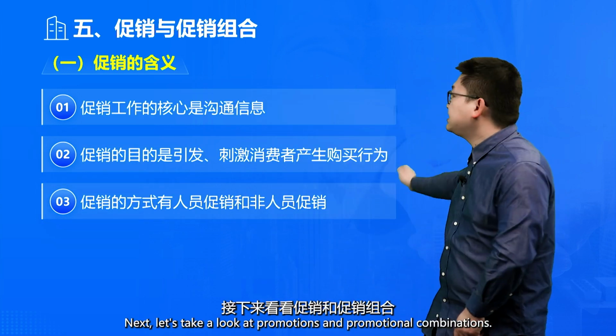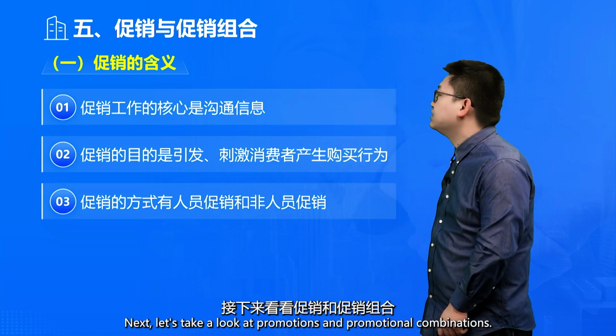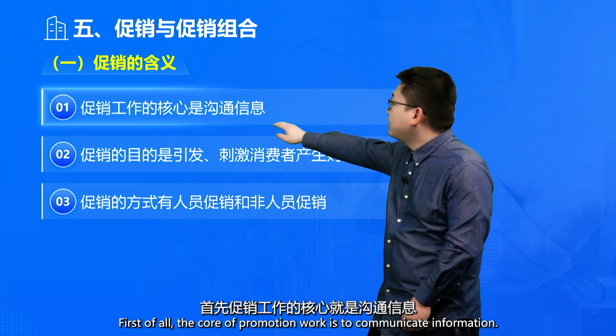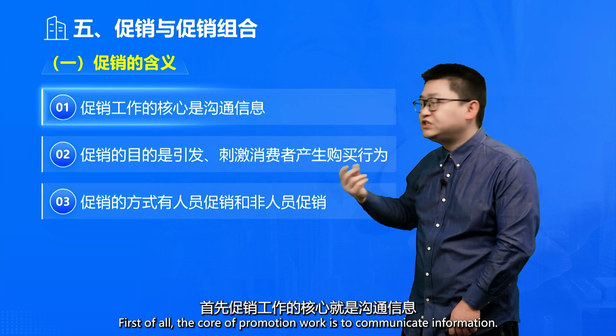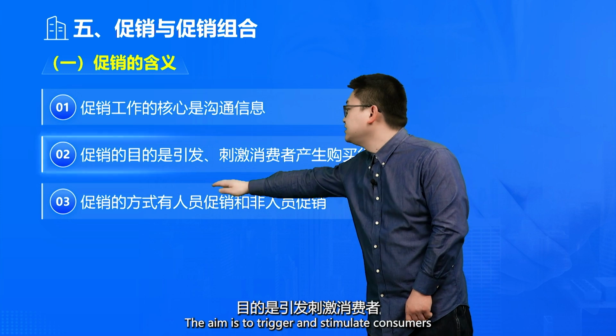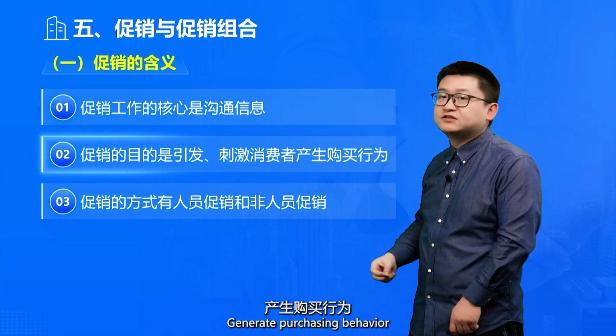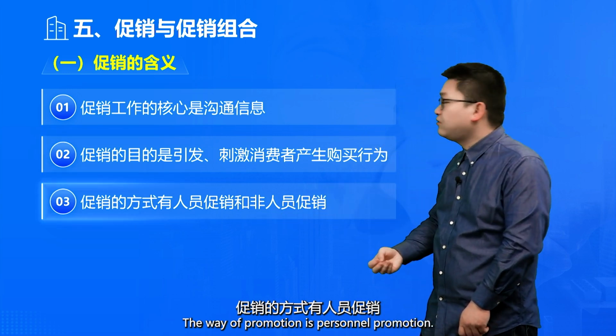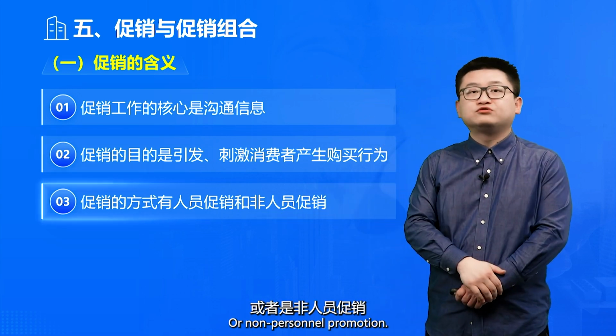Next, let's take a look at promotions and promotional combinations. First of all, let's take a look at what promotion is. The core of promotion work is to communicate information. The aim is to trigger and stimulate consumers and generate purchasing behavior. The way of promotion is personnel promotion or non-personnel promotion.